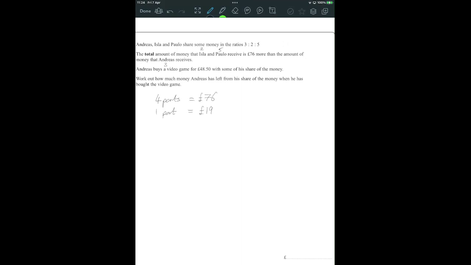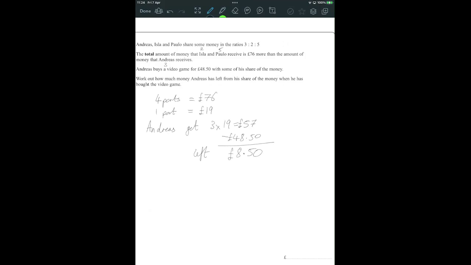Okay, so let's work out, now that I know what 1 part is, how much Andreas gets. Well, he gets 3 parts. He gets 3 lots of that 19. So he gets £57. But he spent £48.50. So he has left the result of that subtraction. 57 minus 48.50 comes out as £8.50 left.